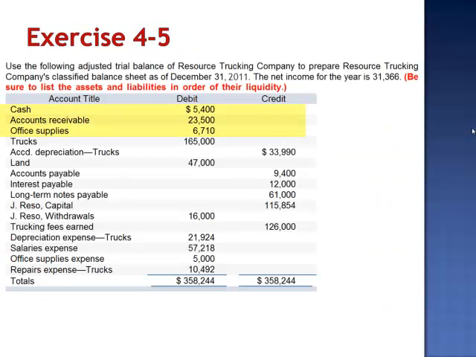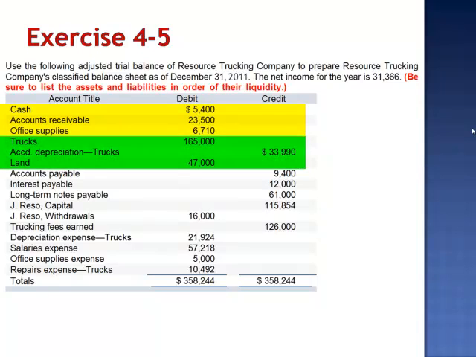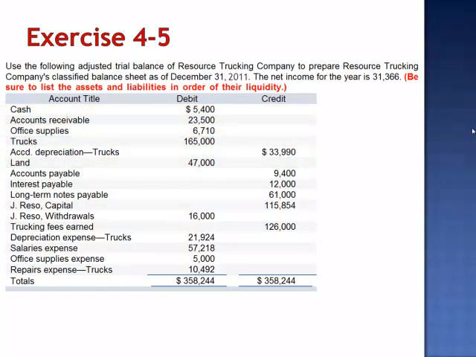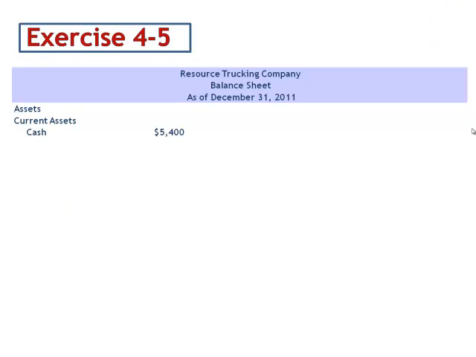Now let's prepare the classified balance sheet for Resource Trucking. When we look at the assets, cash, accounts receivable, and office supplies will all either be converted to cash or used within the current year. Trucks, accumulated depreciation on the trucks, and land will not be consumed within the year. So we have 3 current assets and 3 non-current assets. On the classified balance sheet, we list cash, accounts receivable, and office supplies as current assets, and then we calculate the subtotal, total current assets, $35,610.